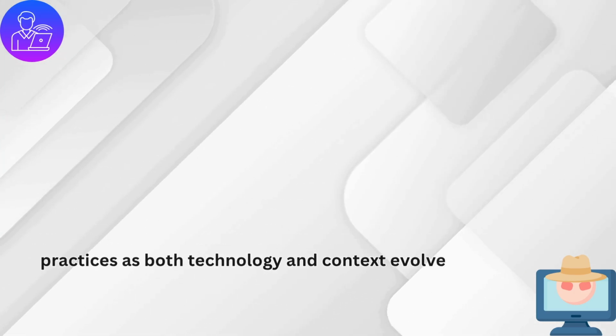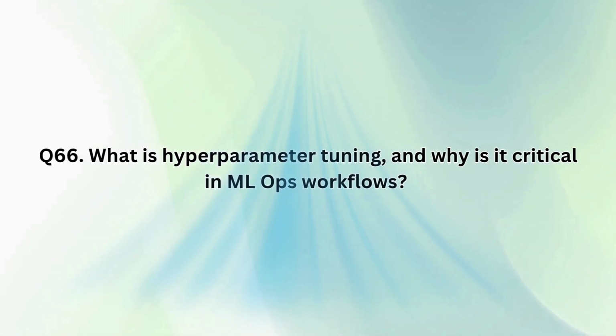What is hyperparameter tuning, and why is it critical in ML Ops workflows?